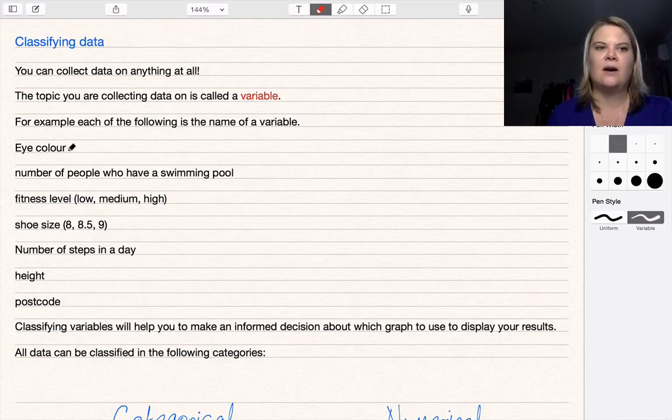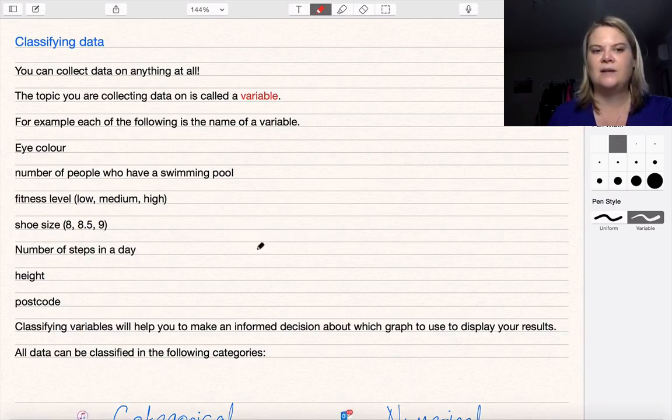You could collect data on eye colour, the number of people who have a swimming pool at their house, fitness level, and that might be low, medium or high, shoe size, where you can have half sizes, 8, 8.5, 9, number of steps someone walks in a day, height can be a variable, and postcode that someone lives in could be another example of a variable. We can classify our variables into different categories to help us make informed decisions about which graph we're going to use to display our results.